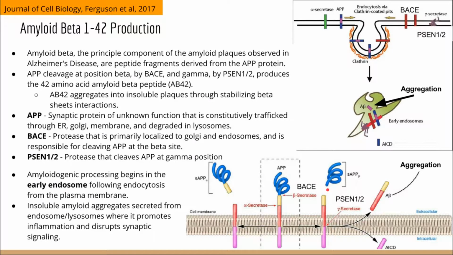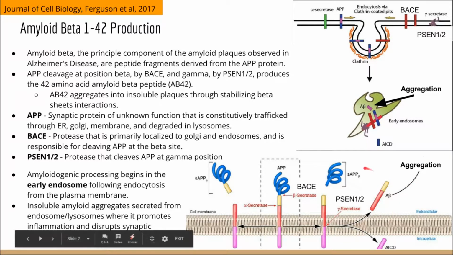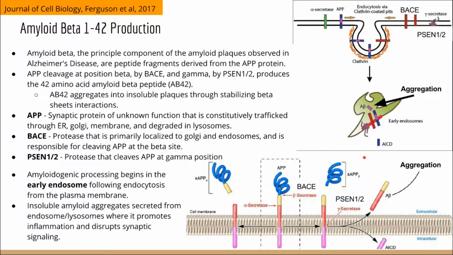When APP is cleaved at the beta and the gamma site, but not at the alpha and the gamma site, it produces this peptide called amyloid beta 42 that contains this beta strand that can link up with other amyloid beta strands and becomes incredibly stable. Multiple amyloid beta 42 peptides can form these insoluble beta pleated sheets that are highly resistant to degradation, even in lysosomes. And these amyloid beta peptides can also be found at a length of 38 and 40. But amyloid beta 42 has the greatest propensity to aggregate.